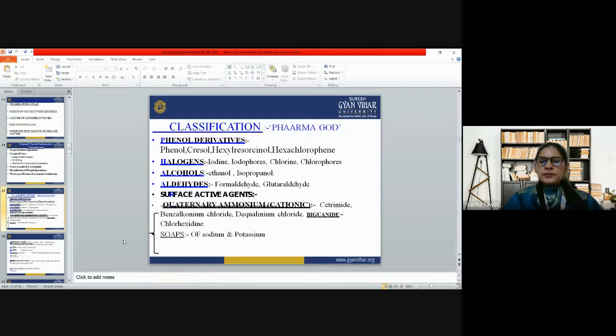Then we have alcohol. Alcohol includes ethanol and isopropanol. Then we have aldehyde. So aldehydes include formaldehyde and glutaraldehyde. Then we have surface active agents. So surface active agents commonly include cetrimide, benzalkonium chloride, and then we have biguanides and chlorhexidine. Then we have soaps also. Soaps include those of sodium and potassium.